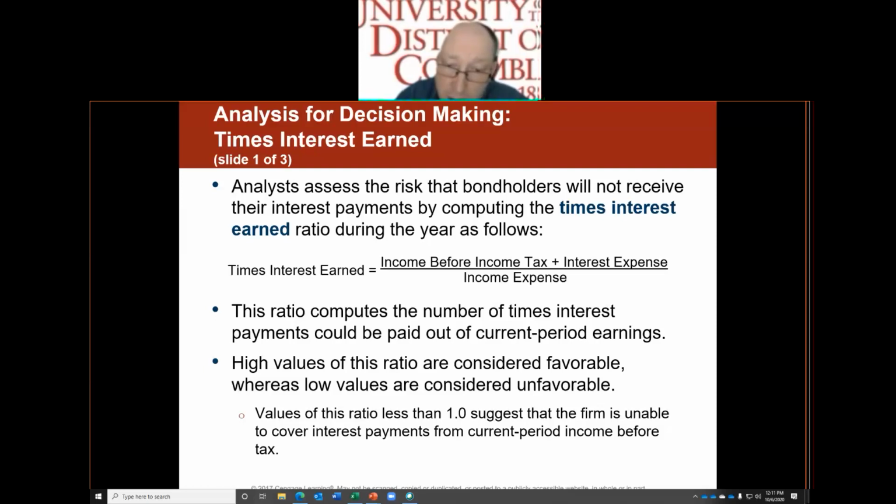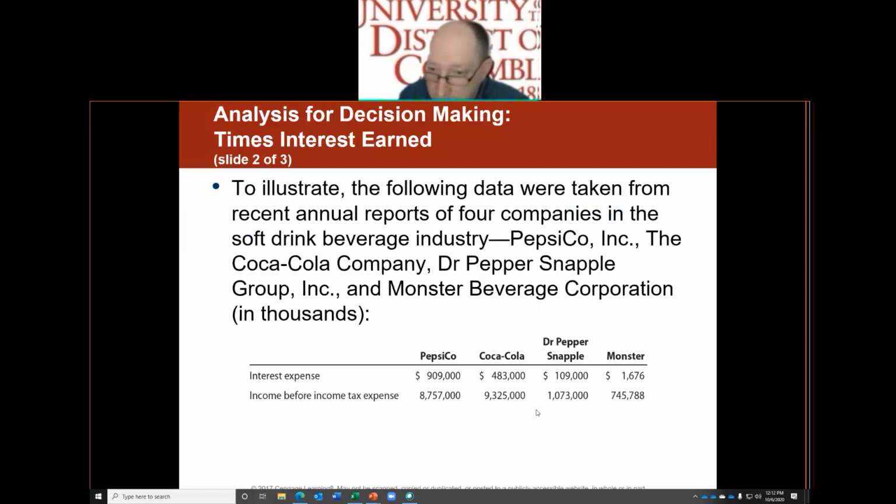Anything under 1 suggests that the company will be unable to cover interest payments from its current period earnings before the taxes are due. So in other words, after you compute this ratio, if it's less than 1, not so good. You're not going to get paid your interest.